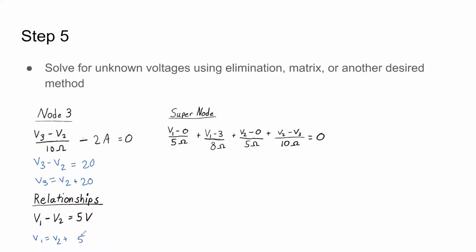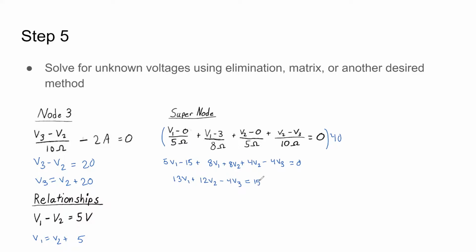Now we can take the supernode equation, which has 3 unknowns, and use substitution with our V3 and V1 expressions to solve for V2. First, we multiply our supernode equation by the least common denominator, 40, so that we get the equation 5V1 minus 15 plus 8V1 plus 8V2 plus 4V2 minus 4V3 is equal to 0. Simplifying this expression, we get 13V1 plus 12V2 minus 4V3 is equal to 15.